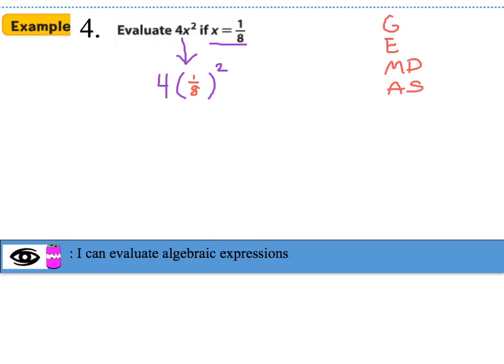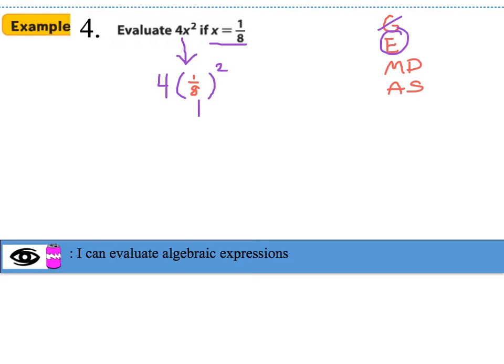Okay. Now I want to use GEMDAS to further simplify this problem. So this problem does have grouping symbols, but you can't really do anything with the 1/8 inside of it. So I'm going to move on to exponents. This problem does have exponents. So I'm going to solve the exponents first.